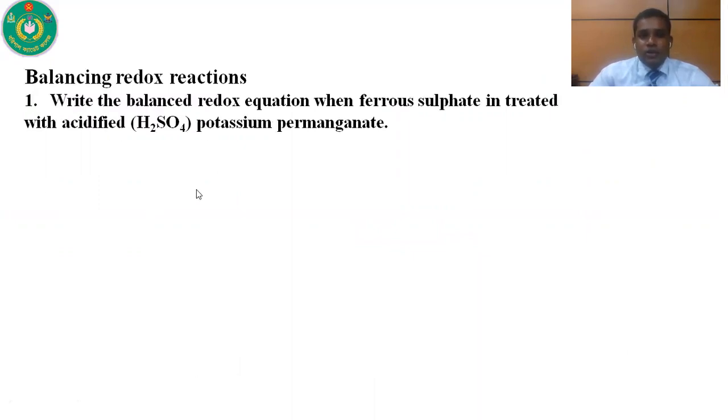Now, here is an example for your understanding. Write the balanced redox equation when ferrous sulfate is treated with potassium permanganate in acidified sulfuric acid. To solve this, we need to write the equation properly. Here the reactants are ferrous sulfate, sulfuric acid and potassium permanganate. When ferrous sulfate reacts with potassium permanganate in the presence of sulfuric acid, there are some products. So we need to write down the products properly.